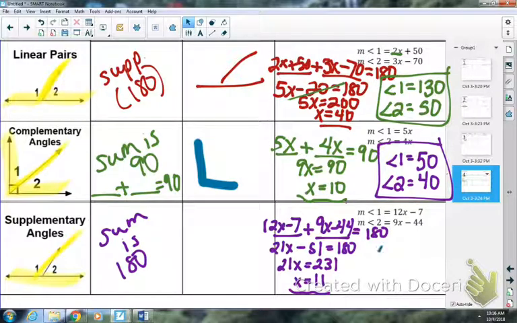So if we do that, angle 1. Okay, so what's 12 times 11? 132? Does that sound right? What's 132 minus 7? What is it? 125. Okay, so that means that angle 2, according to my problem, should be what, 55? So let's check it. So what is 9 times 11 minus 44? 55.